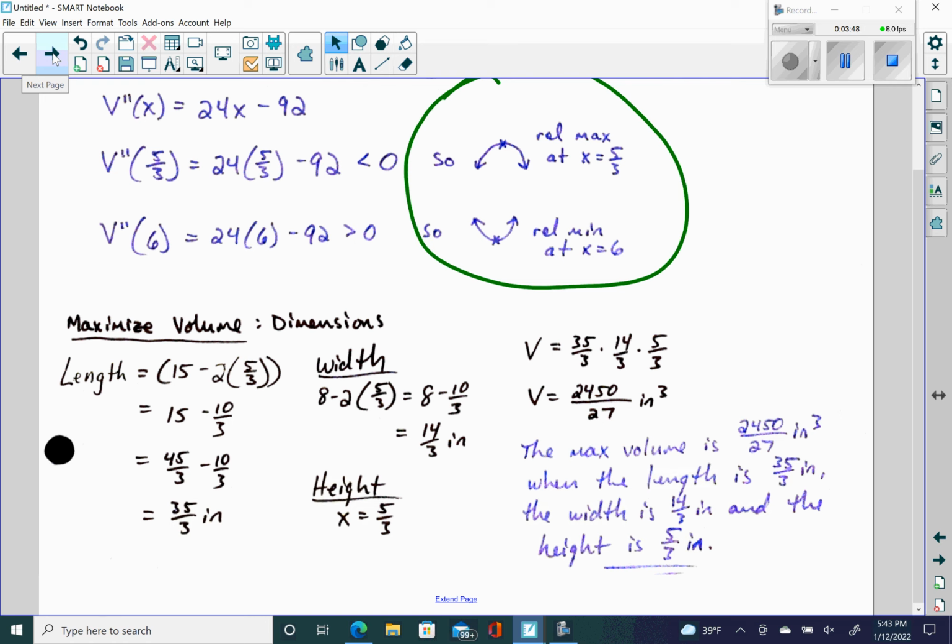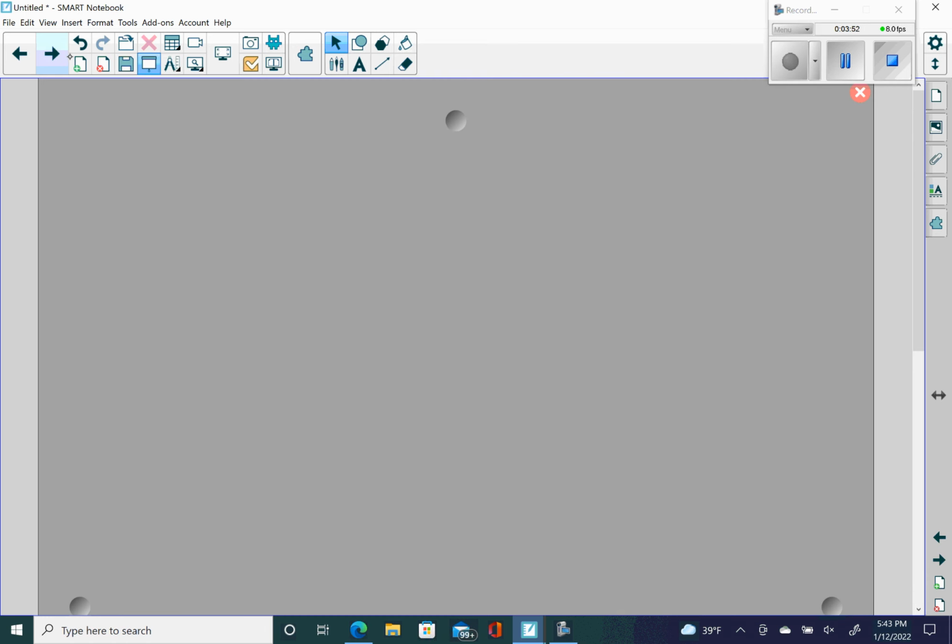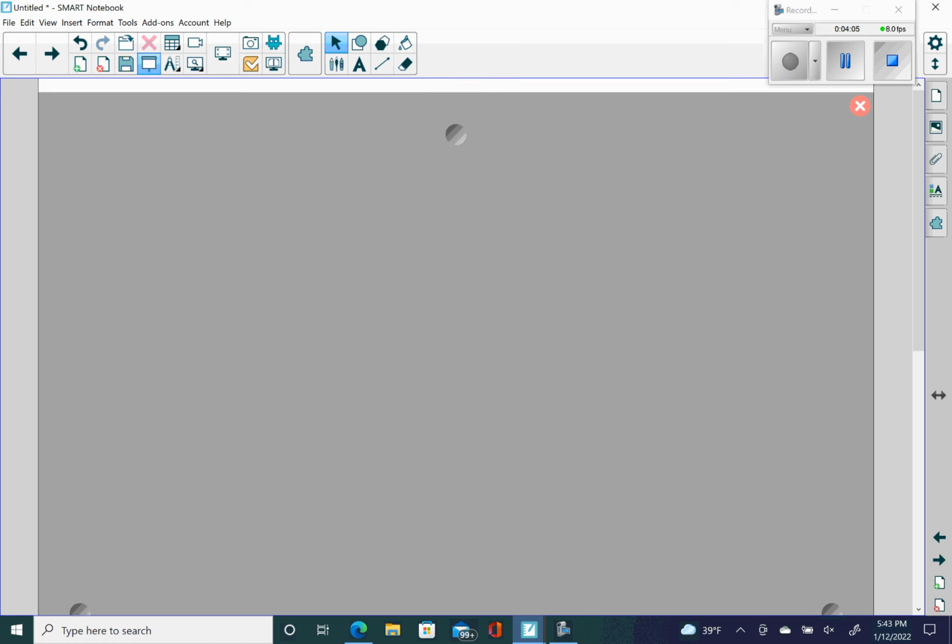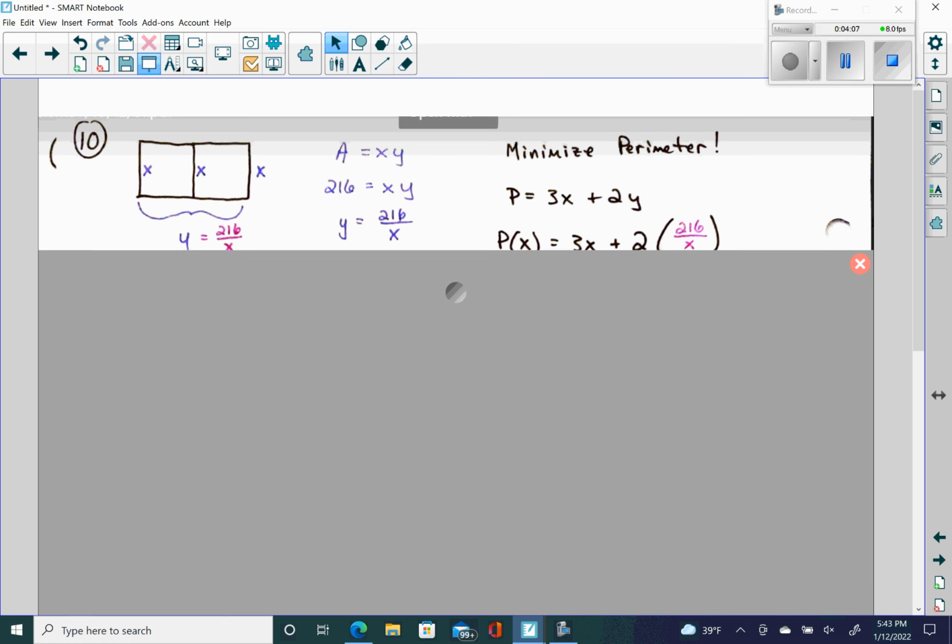Let's take a look at number 10. This is named the shortest fence. A 216 square meter rectangular pea patch is to be enclosed by a fence and divided into 2 equal parts by another fence parallel to one of the sides. Well, there's a lot going on there. Let's take a look at what the picture could look like.